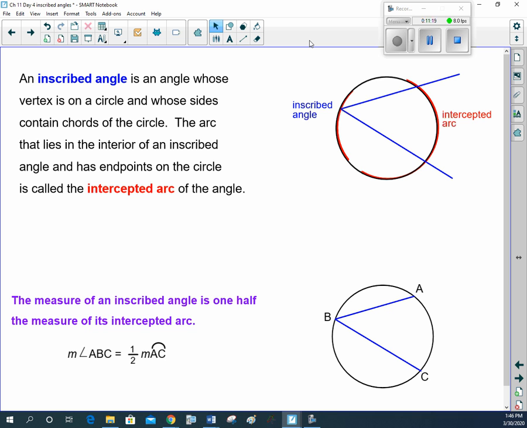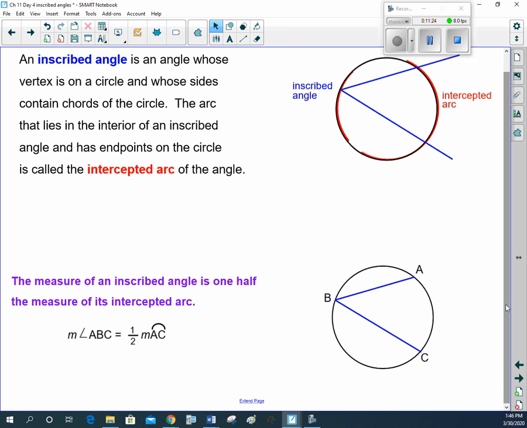So if we were to look here at the bottom, and I said that the intercepted arc right here from A to C, let's put our center in our circle again down here, right there. And I told you that the central angle on this one was 80 degrees. Then you would tell me the arc measure is 80 degrees because central angle and arc measure are the same.